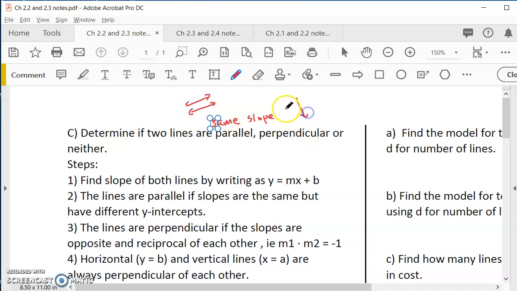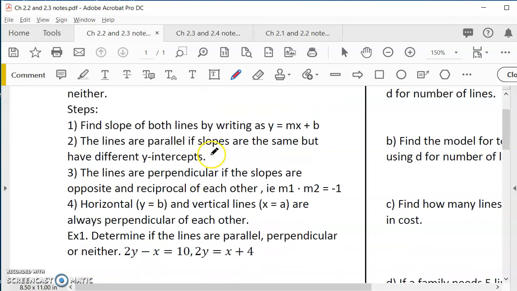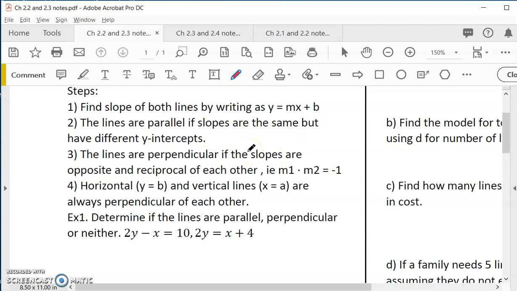Perpendicular means they do intersect, but in such a way that they form a right angle. If you just graph it, you can't really be sure, so we need an algebraic method to make sure they are actually parallel or perpendicular. To do that, we write the two lines as y equal to mx plus b, the slope-intercept form, to extract the two slopes. Then we compare them. If the two slopes, m1 and m2, are the same, but they have different y-intercepts, then they are parallel.